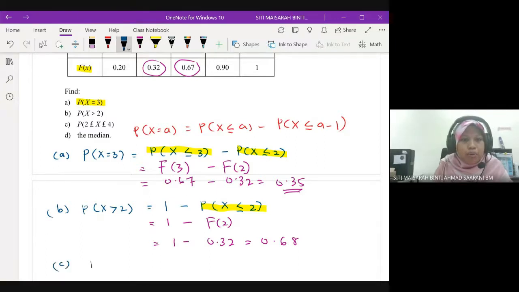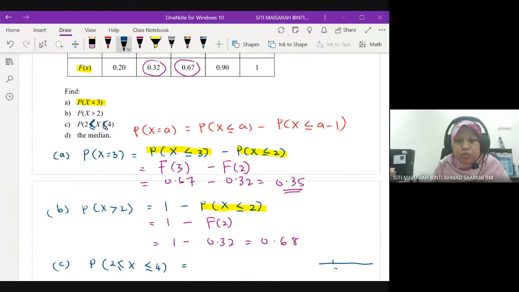Okay. So then how about C? Okay. C dia nak probability X, yang ni less lah. Tak tahu kenapa jadi simbol macam ni. Dia ada equal. Okay. Probability X more or equal to 2, less or equal to 4. So then, this one is actually, kalau kita buat number line 2 dengan 4, sini include, sini pun include. Okay. So jadi, dia nak 2, dia nak 4. Okay, 2 dengan 4. Jadi kita nak buat cumulative probability. Dia buat colour lain.